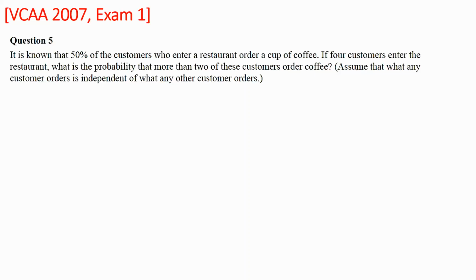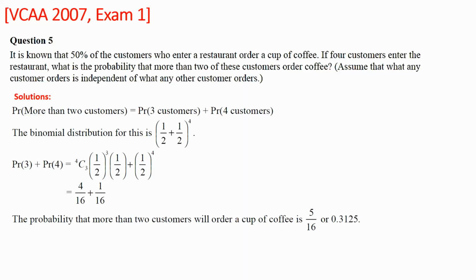Let's have a look at the answers. All right, here we go. Hopefully, you picked out that the keyword here was "more than two." So therefore you don't include two. More than two what? Customers.